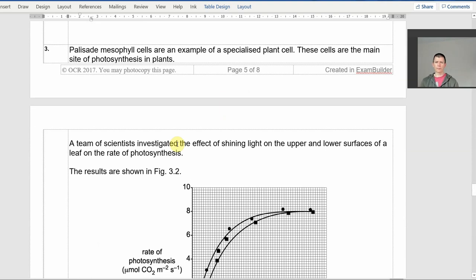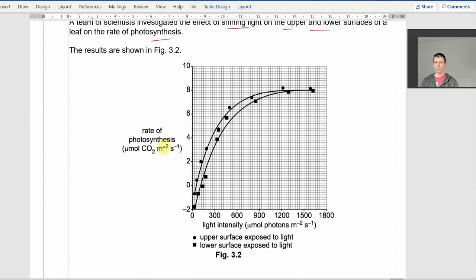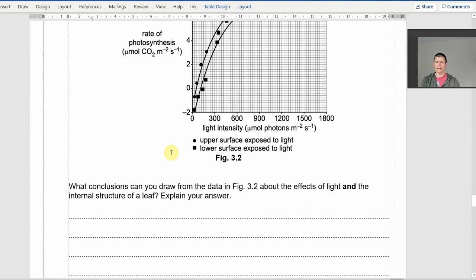And then finally, palisade mesophyll cells, for example, a specialised plant cell, and they're the main site of photosynthesis in plants. A team of scientists investigates the effects of shining light on the upper and lower surfaces on the rate of photosynthesis. And there are the results. For each one, I've got the upper one on top and the lower one below. The upper side is photosynthesising more at any particular light intensity. What conclusions can you draw from the data in the figure about the effects of light and the internal structure of a leaf?